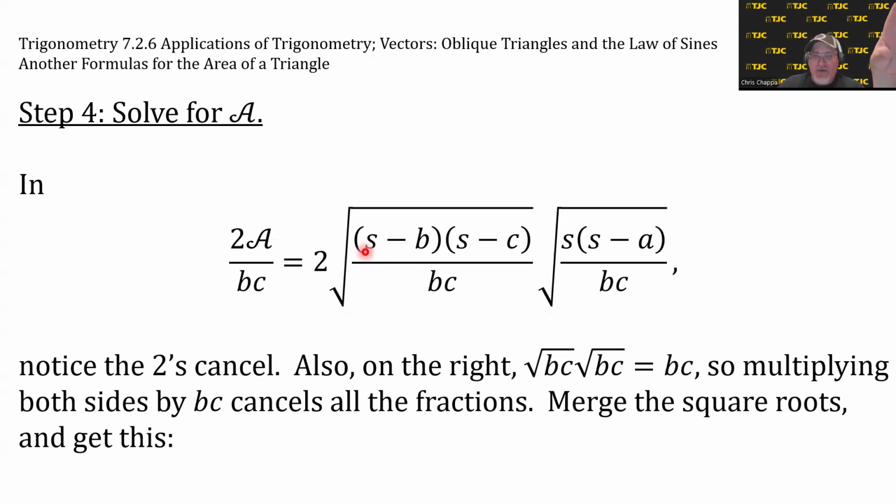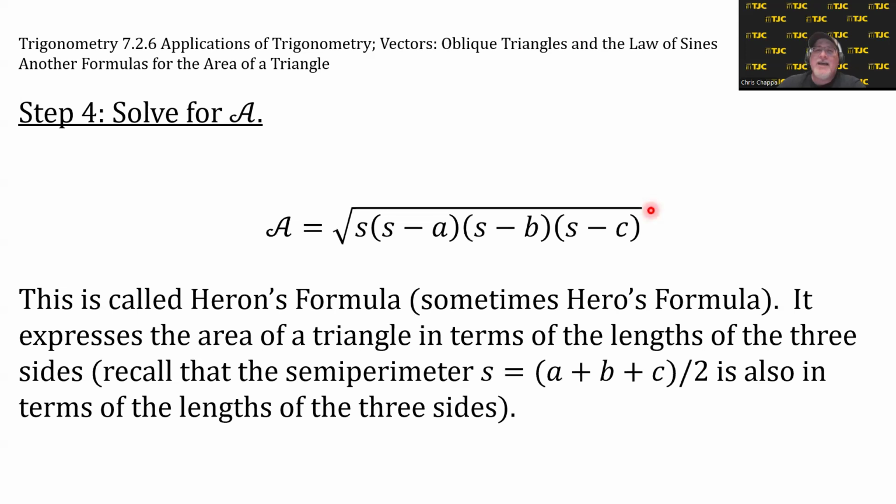That leaves A equals the square root of all the stuff that's in the top: S minus B, S minus C, S, and S minus A. We're going to put the S and the S minus A first, followed by the S minus B and the S minus C, and that would give us a formula that looks like this. Area is the square root of S times S minus A times S minus B times S minus C.